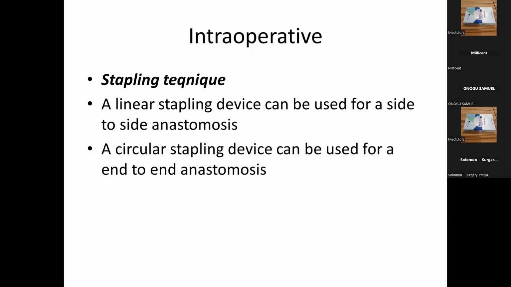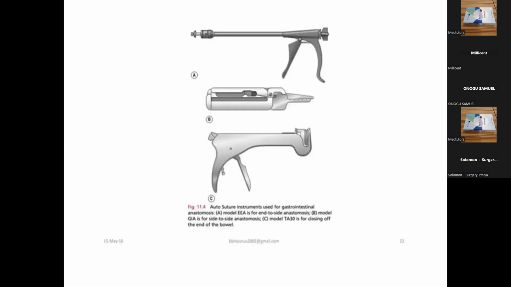The linear stapling device is typically used for side-to-side anastomosis, while the circular stapling device can be used for an end-to-end anastomosis. This is an example of the devices. The first one, A, is the circular stapling device, typically used for end-to-end bowel anastomosis. Then B is the linear stapling device, typically used for side-to-side anastomosis. And then C is a stapling device typically used to seal up cut edges of the bowel.